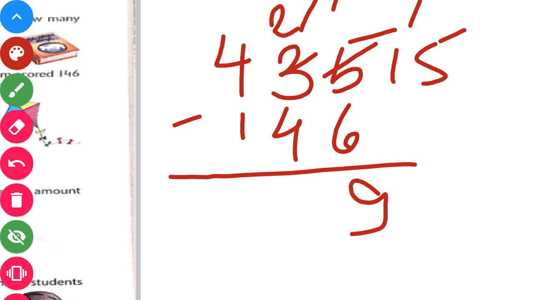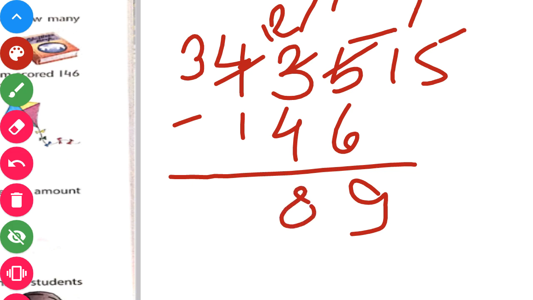What we will do? We will take a borrow. So this 2 will become 12 and 4 will become 3. Now count after 4 to get 12. 5, 6, 7, 8, 9, 10, 11, 12. 1, 2, 3, 4, 5, 6, 7, 8. We will get an 8 here.